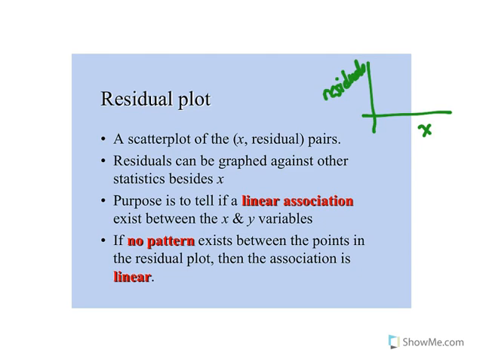The purpose for a residual plot is to tell us if a linear relationship really does exist or is appropriate between our two variables. When we look at the residual plot, if there is no pattern that exists between the points, it is a random scattering of points, then we say the association is linear. If we notice a pattern in our residual plot, that tells us that our relationship is not linear, and what we'll talk about in a couple of classes is what we can do to transform the data so that a linear relationship really is appropriate. Let's take a look at a side-by-side comparison of two residual plots.